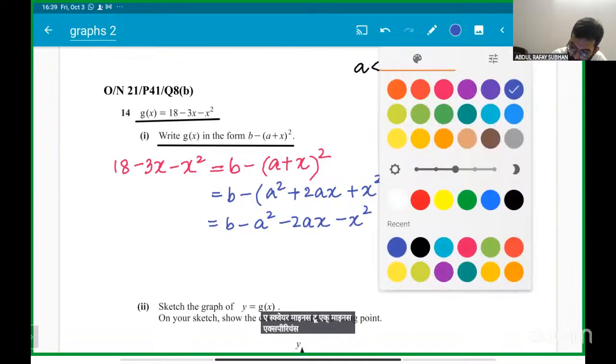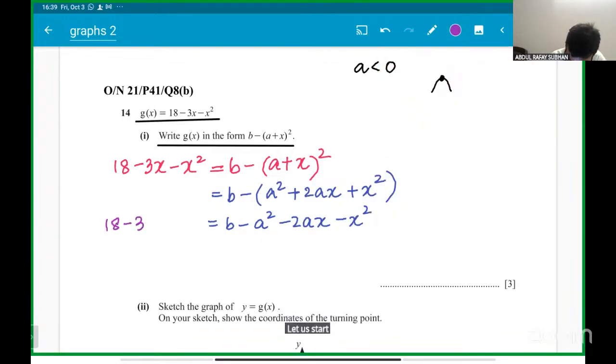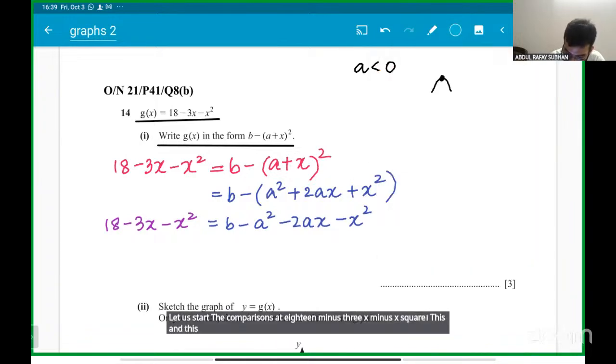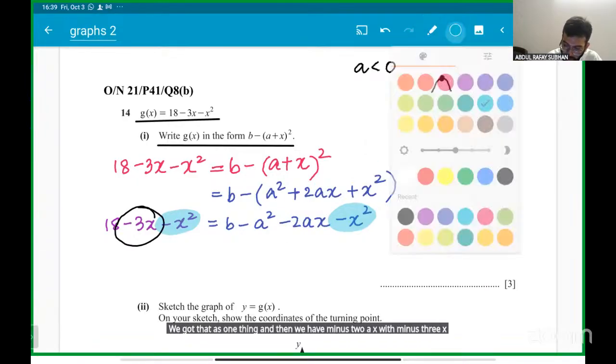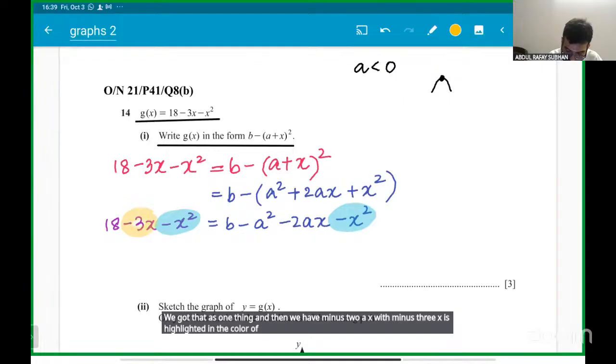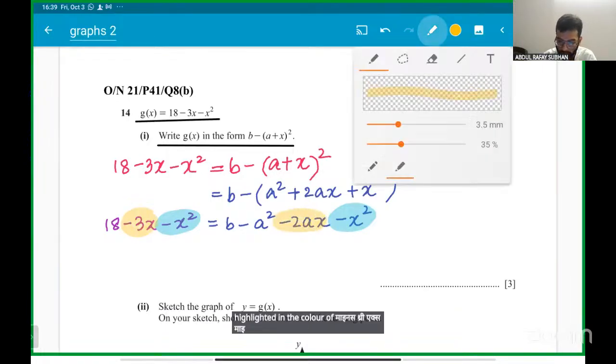Is everyone understanding, getting it? Let's start the comparison, sir. 18 minus 3x minus x square. This and this matches. Minus x square and minus x square is matching. We got that as one thing. And then we have minus 2ax with minus 3x, highlighted in color. That will be the case.